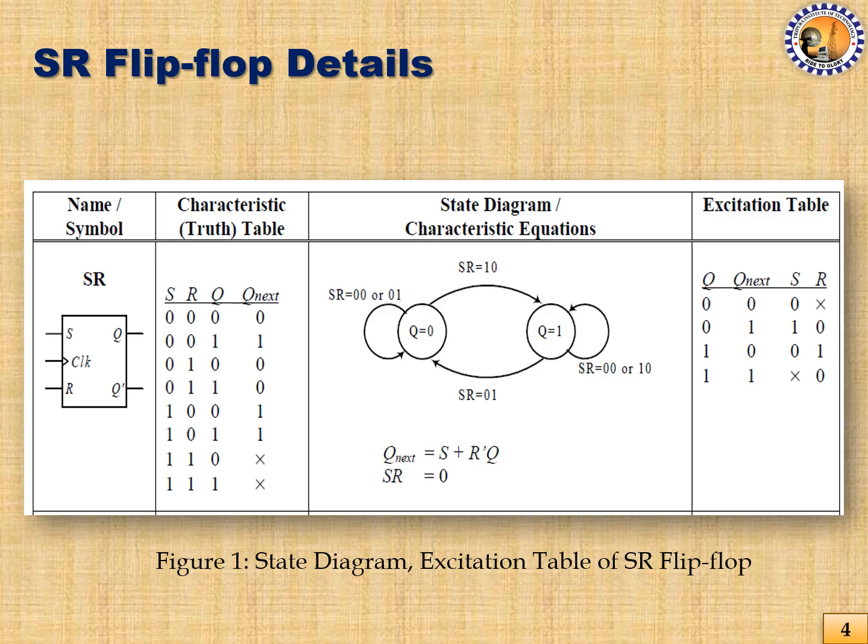So what are the conditions? The input is 0 0 here and the input is 0 1 here. In both these conditions, if the present state of the flip-flop is 0, it will remain in that state. The self loop is indicating that. That means present state is 0, next state is 0, under the condition SR equal to 0 0 or SR equal to 0 1. Similarly, when the flip-flop is in Q equal to 1 state, that means it is storing a 1 during that time.